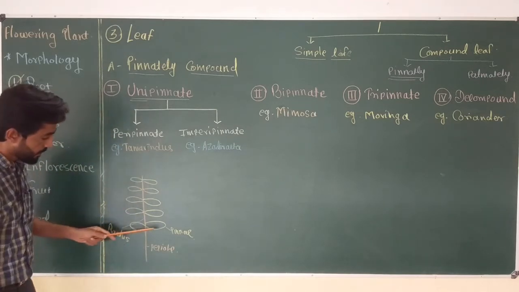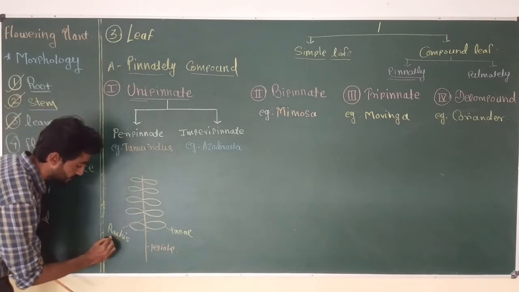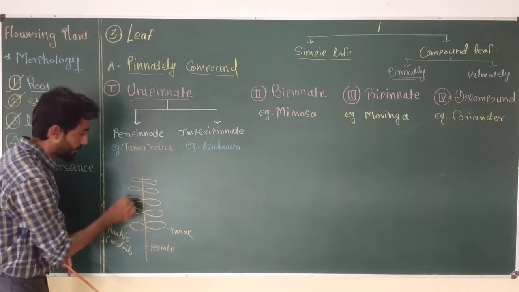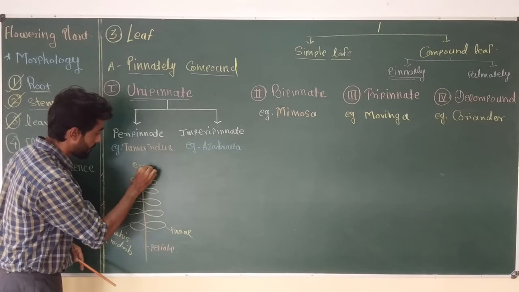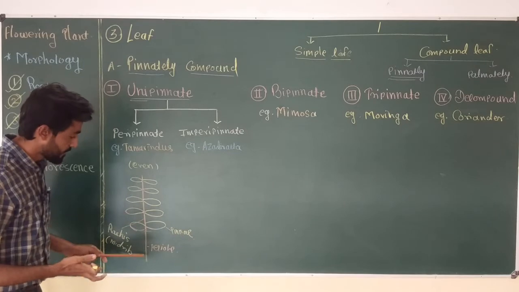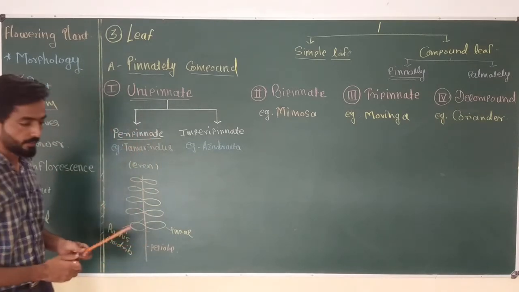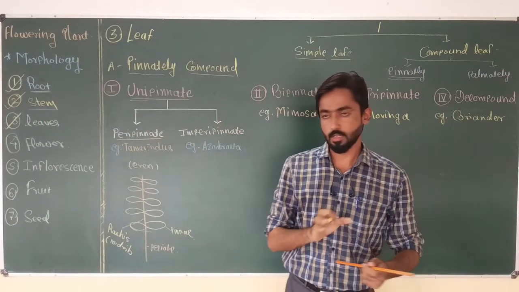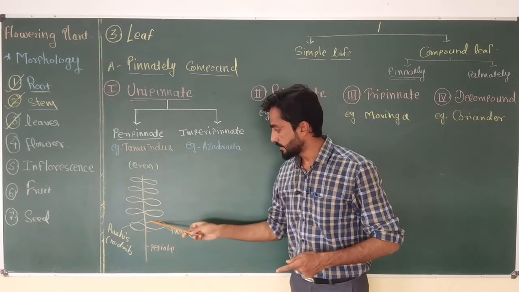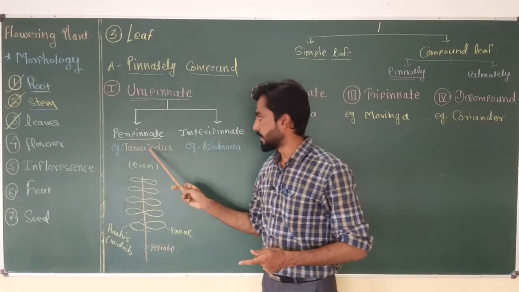And the rachis is nothing but the midrib. If the total number of pinnae is even, that means 2, 4, 6, 8, 10, in that case such a leaf is called a paripinnate leaf. Remember this thing: if the total number of leaflets or pinnae on the middle portion or on the rachis is even, in that case it is called a paripinnate leaf, and a well known example is Tamarindus.